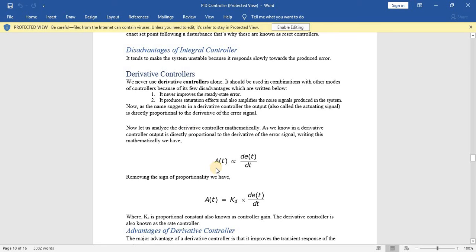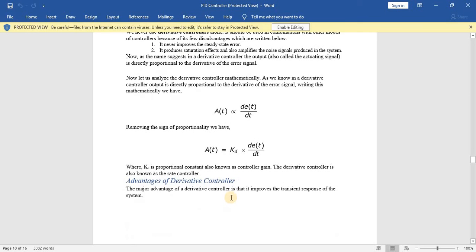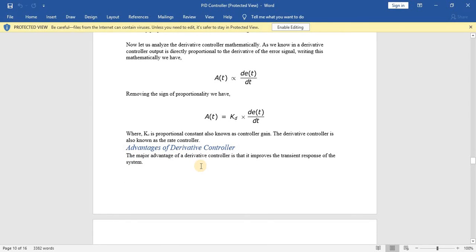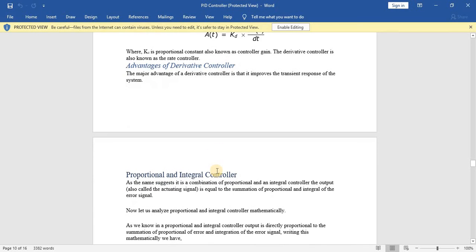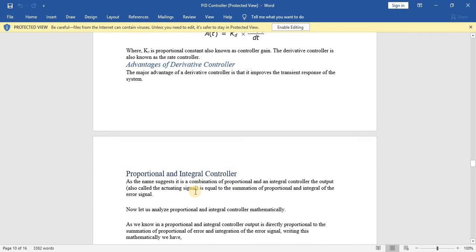So this is the formula for the derivative controller, which produces output proportional to the derivative of the error signal. When we remove the proportionality sign, it becomes kd. Kd is the controller gain. There are advantages for this controller. It improves the transient response of the system, so the time required for the system to reach from 0 to the final value will be smooth.